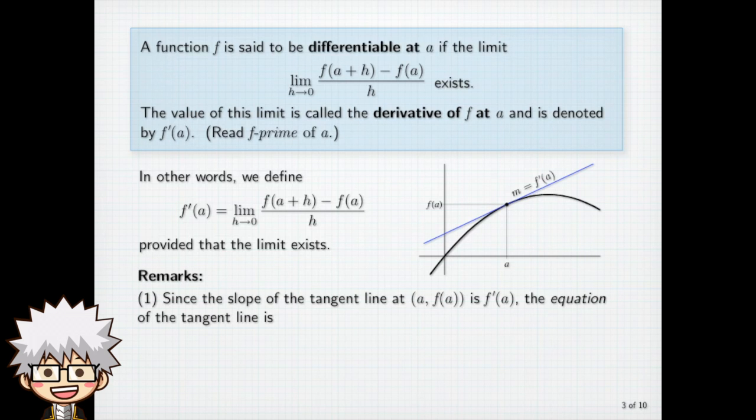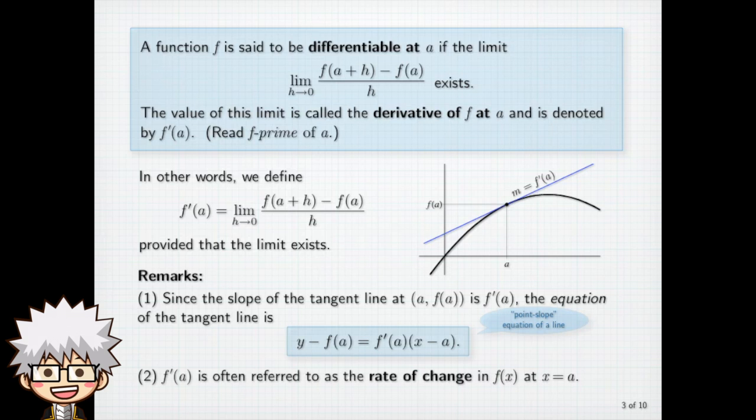A couple of remarks. Since the slope of the tangent line at a, f of a is by definition f prime of a, the equation of the tangent line is y minus f of a equals f prime of a times x minus a. This is simply an application of the point slope equation of a line. Y minus the known y coordinate equals slope times x minus the known x coordinate. F prime of a is often referred to as the rate of change in f at x equals a.